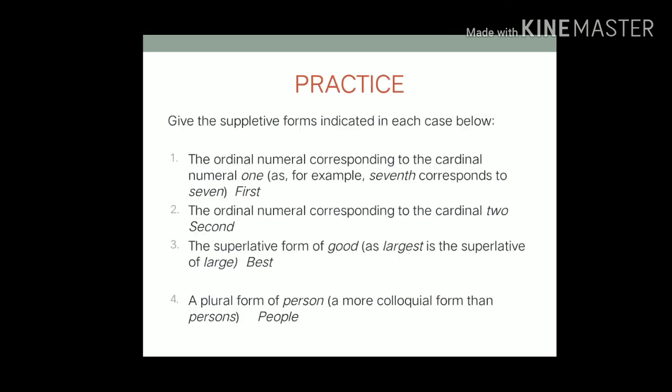Let's see the example or the practice. Give the suppletive forms indicated in each case below. The ordinal number corresponding to the cardinal number 1. You can answer it: first. The second one, the ordinal numeral corresponding to cardinal 2. You can answer it: second. The third one is the superlative form of good, as largest is the superlative of large. You can answer it: best. A plural form of person. You can answer it: people.